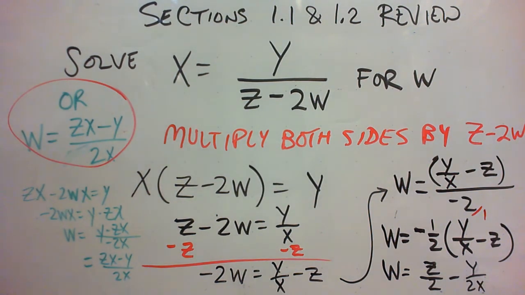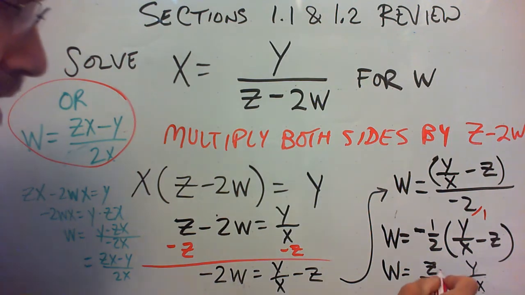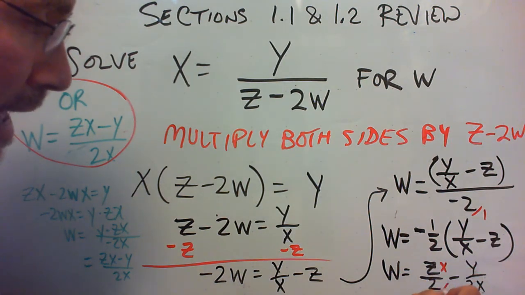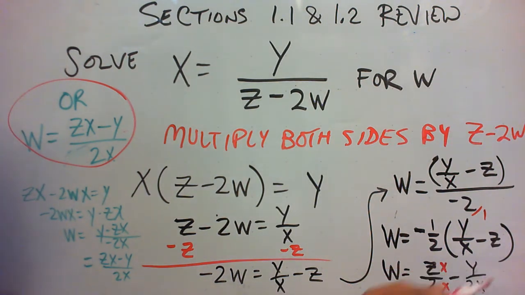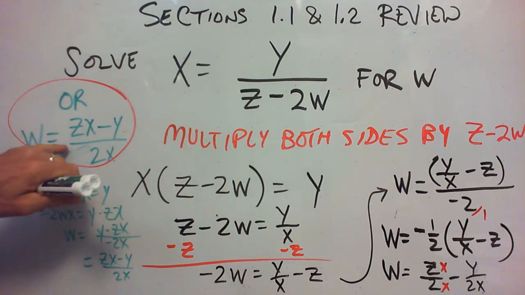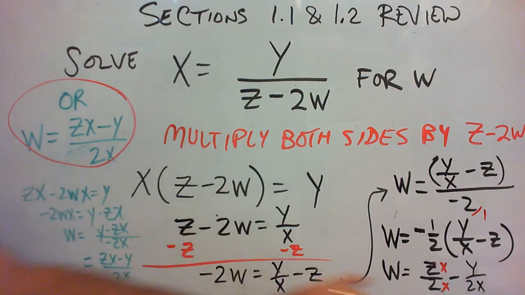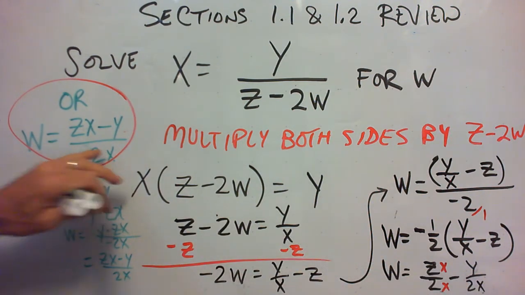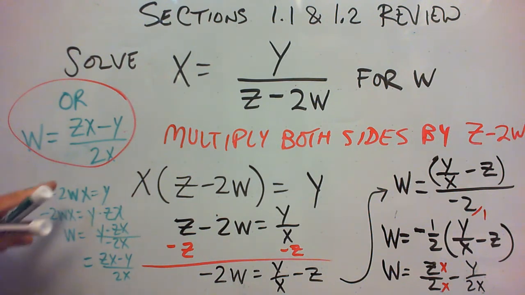The other way we could write this is take that z over 2 and multiply by x over x. So now they have a common denominator. So we get w equals zx minus y over that common denominator 2x. Now, that's the answer you would get if you had distributed, and I show it down here if you want to look at it.